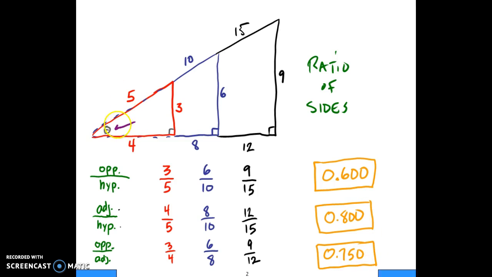So whatever this angle theta is, no matter what triangle it's in, the ratio of its sides is going to be the same. It doesn't matter if it's smaller than the red triangle or bigger than the black triangle. The ratio of its sides that are shown here are always going to be equal to these.